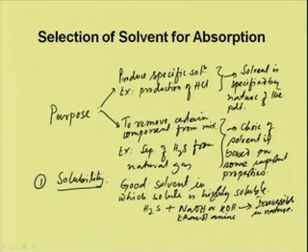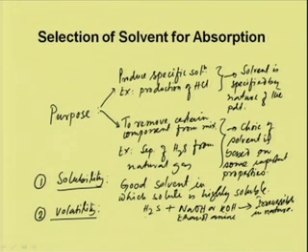Another property of the solvent is volatility. A good solvent should be less volatile, so that the solvent loss during the operations is less. Less volatile means the vapor pressure of the solvent should be low.